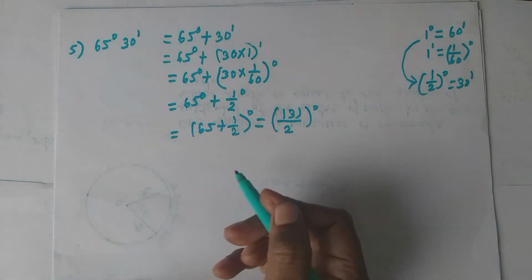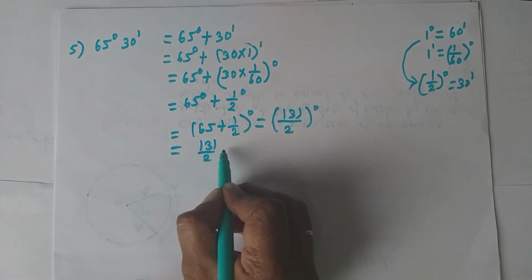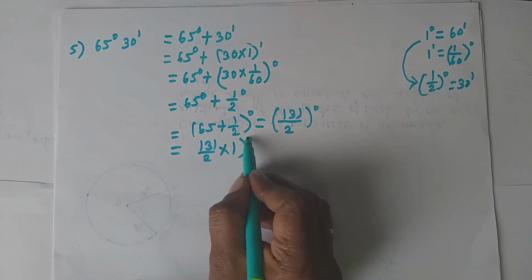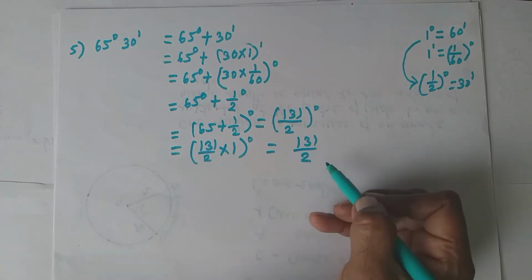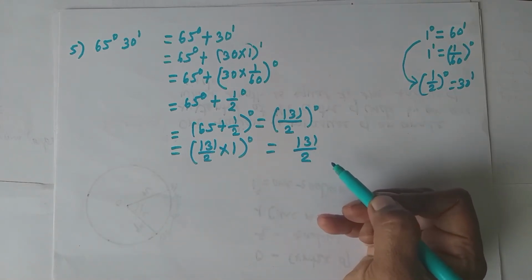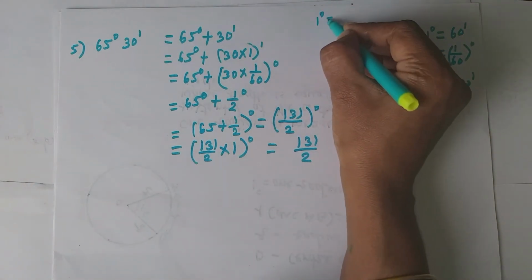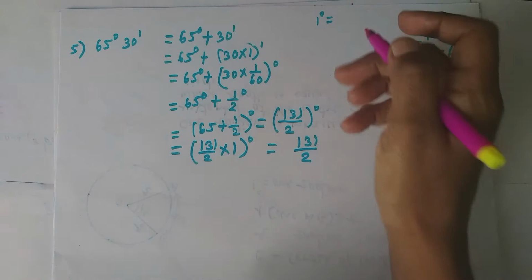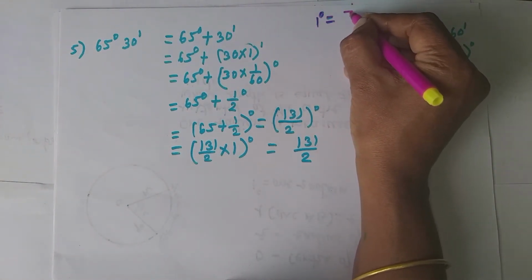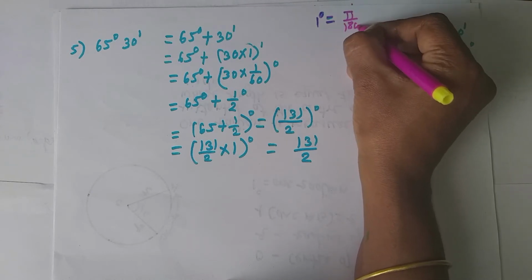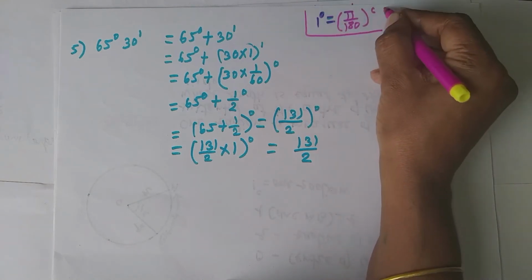Now again, as we have done the calculation in the previous example, this 131 divided by 2 means 131 divided by 2 into 1 degree. Again you keep the value of 1 degree because we have to convert the angles into radians. 1 degree is equivalent to what? If we have to convert 1 degree into radians, then that is equivalent to pi divided by 180 radians. Okay, we will use this formula.